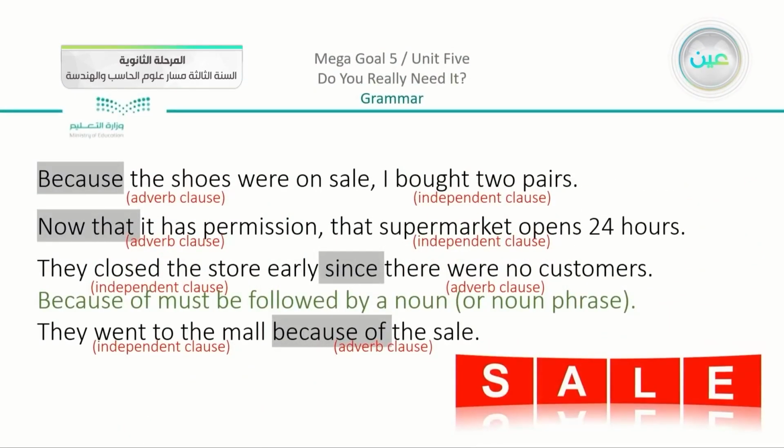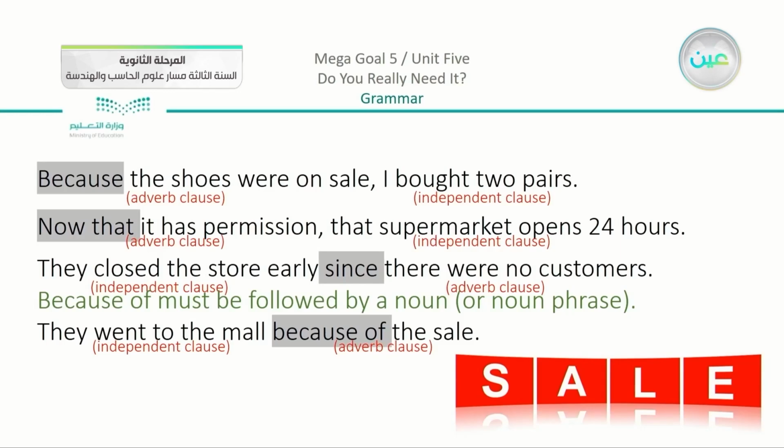Now here in these 4 examples, you can see that in the highlighted part, in the gray part, is our conjunction. You can see, "Because the shoes were on sale, I bought 2 pairs." Now if I say "because the shoes were on sale," stop, there is no complete meaning. So this is going to be the adverb clause or the dependent clause, and you have the independent clause, which is "I bought 2 pairs." So why did I buy 2 pairs? Because the shoes were on sale.